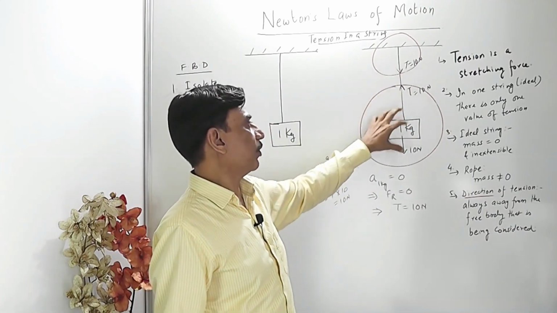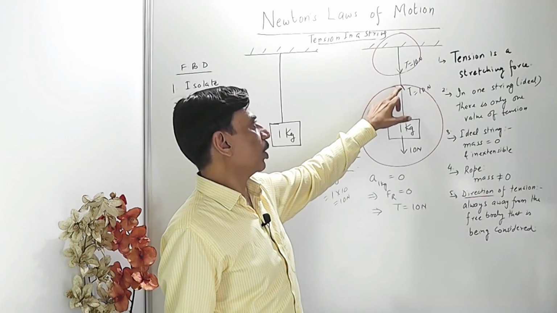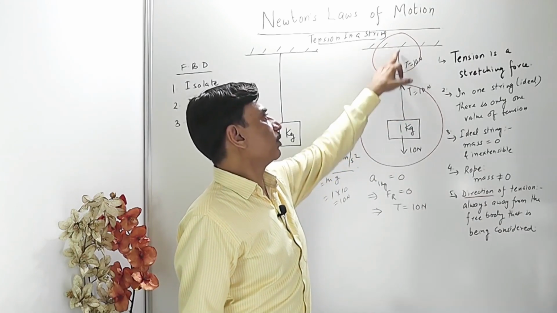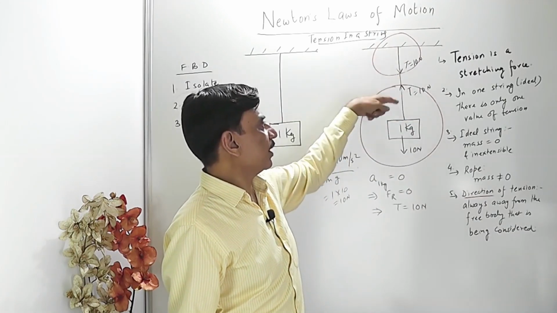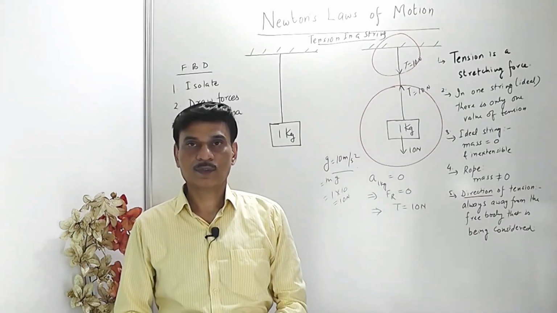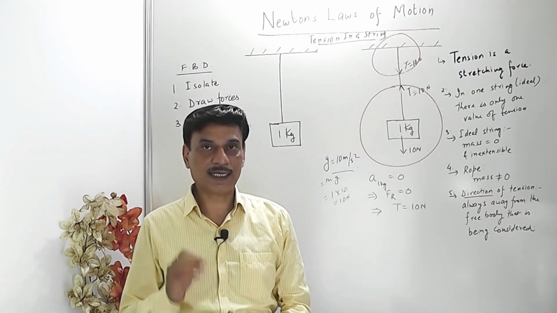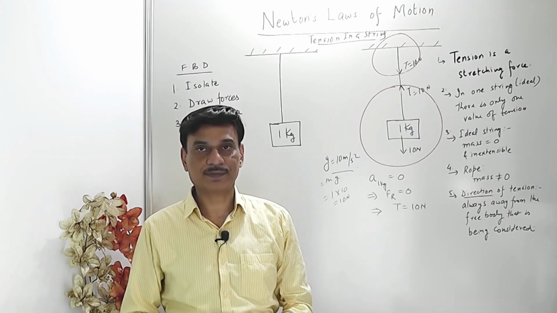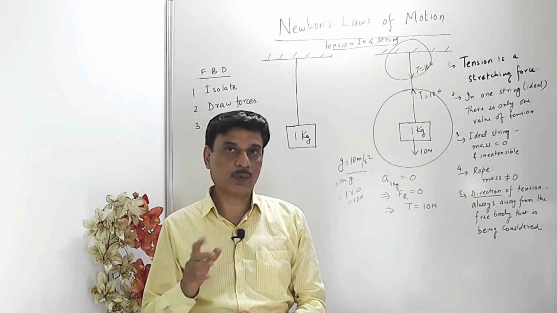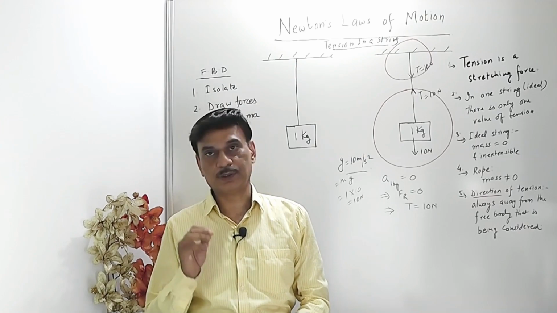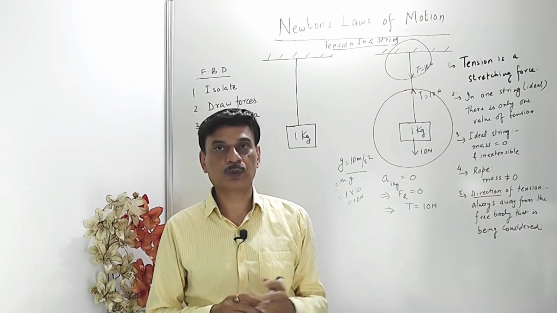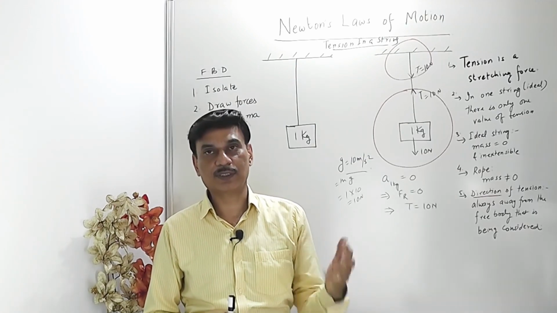Tension is always outward. For this body, tension is outward. For this fixed support, tension is outward. In one string, there is one tension only. So tension is a stretching force. The direction is always away from the body. One string, one tension. These are a few key points which you should always keep in mind when you are going to solve questions on strings, blocks and pulleys.